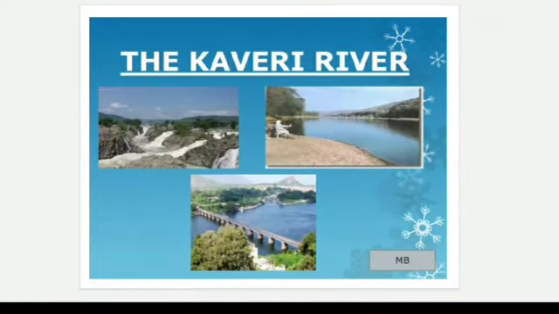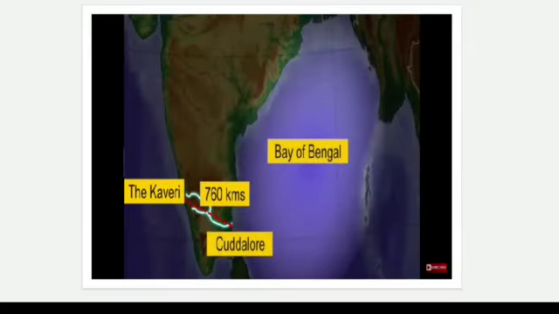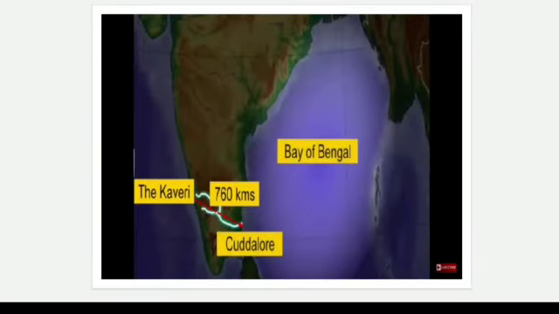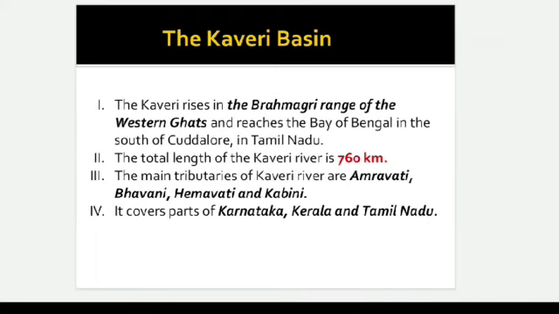Now the Kaveri River. The Kaveri rises in the Brahmagiri range of the Western Ghats and reaches the Bay of Bengal in the south of Cuddalore in Tamil Nadu. You can see where Cuddalore is. The total length of Kaveri is 760 km. The main tributaries of Kaveri River are Amravati, Bhavani, Hemavati and Kabini. It covers parts of Karnataka, Kerala and Tamil Nadu.